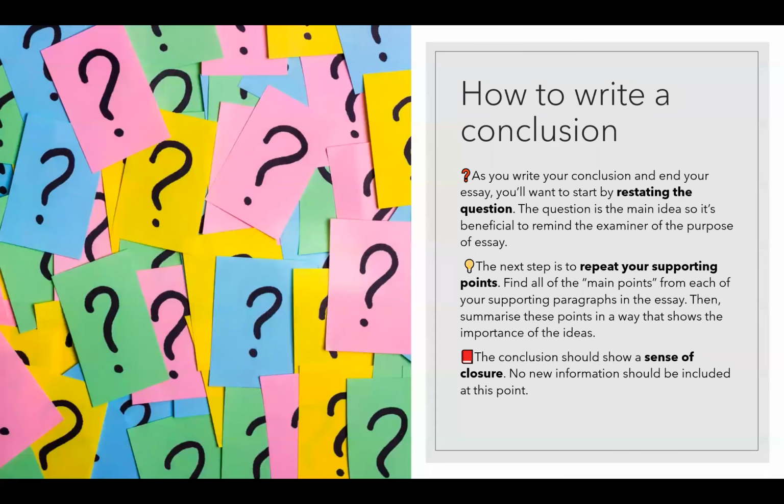Right, so how to write a conclusion. As you write your conclusion and end your essay, you'll want to start by restating the question. The question is the main idea, so it's beneficial to remind the examiner of the purpose of the essay. So you'd say, therefore, this essay has proven blah, blah, blah. The next step is to repeat your supporting points. So you'd say the Vietnamese did this and this and this, and this is how they managed to resist.